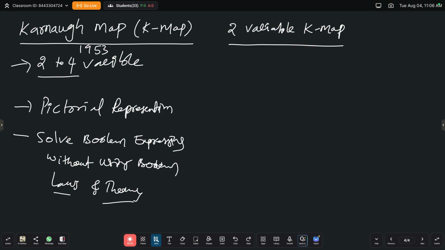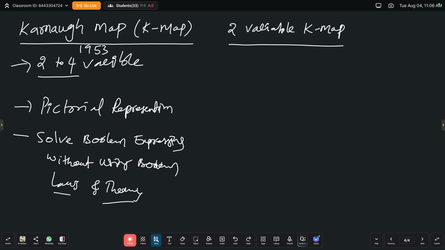2 variable K-map means in your Boolean expression, how many variables are going to be included? 2 variables only, either A or B, whatever variables you want to take. Only 2 variables are included in this Boolean expression, and your logic circuit also has 2 variables, meaning 2 inputs. Got it?